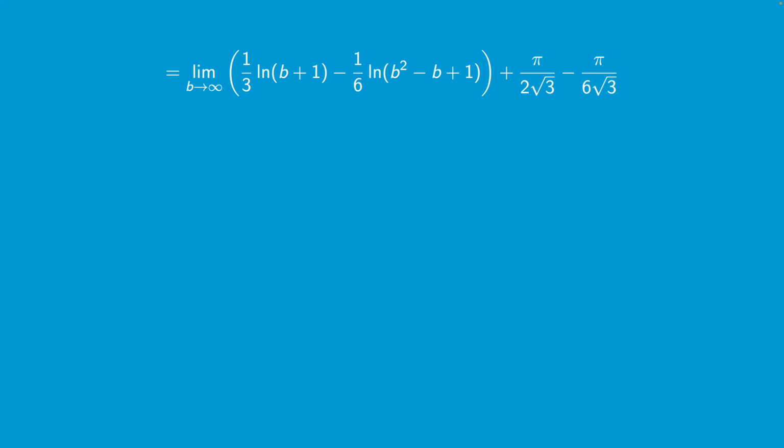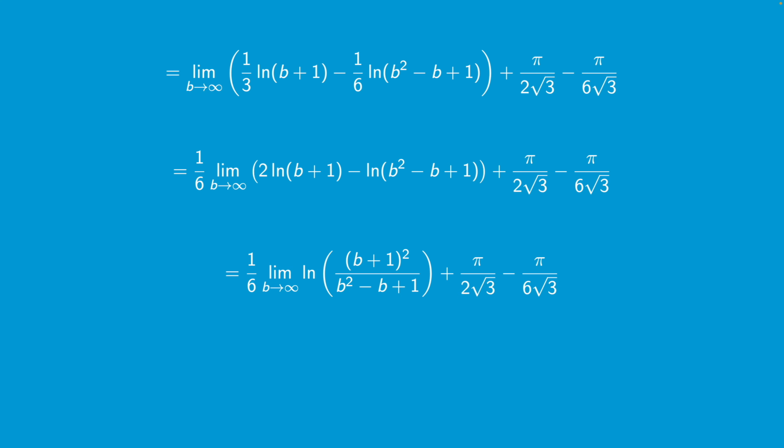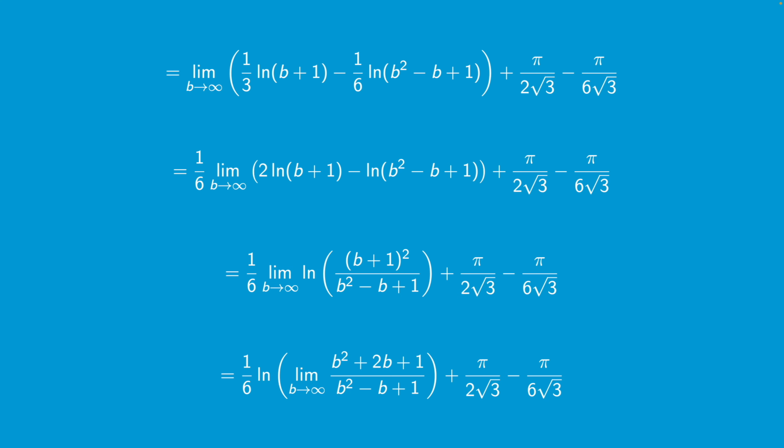So we take 1/6 out, and using the properties of ln, we can pop our 2 back over b plus 1 and turn this whole guy into a fraction like so. Then since ln is continuous, we can pass the limit in and expand.